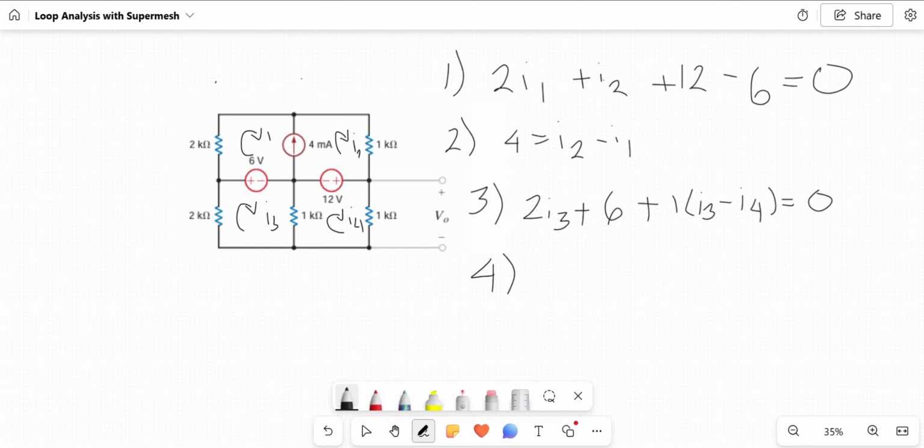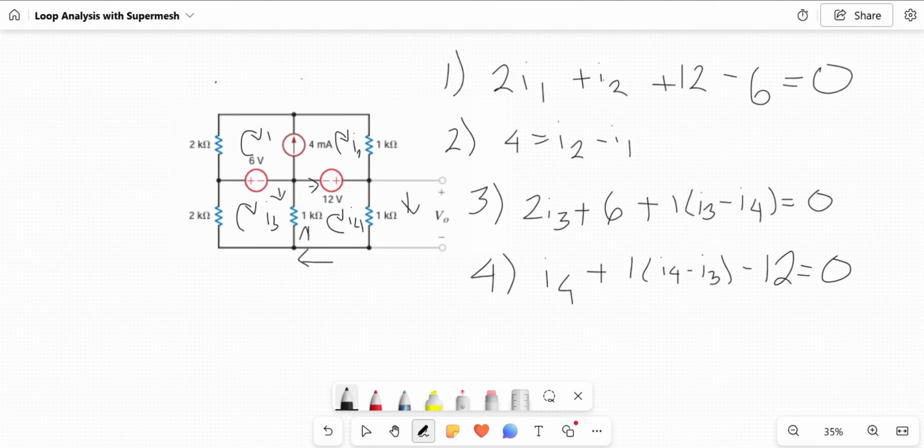Now for the fourth equation, we can see it's going to go down here, so positive I4, plus it goes into the 1 kiloohm while the I3 on the opposite side opposes it, so that becomes 1 times I4 minus I3, and it goes into the negative 12 terminal, so minus 12 volts equals 0.